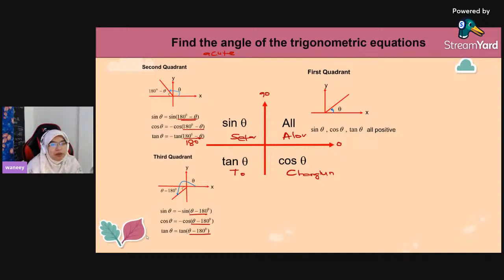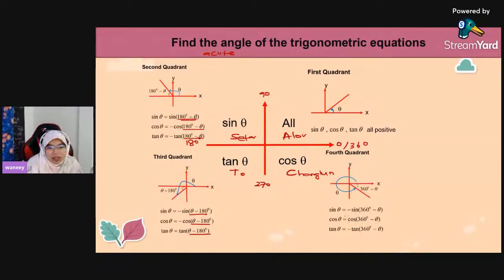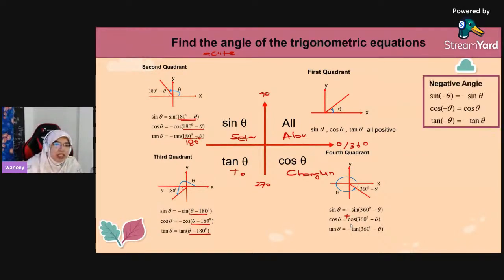Okay, in the fourth quadrant, only the cos will stay positive. So that means if you have anything between 270 until 360, only cos will stay the same. So cos will stay as a cos, so positive cos. But for sine and for tangent, they will be negative. And then we have one more thing called the negative angle. So for the negative angle, only the cos will stay the same.